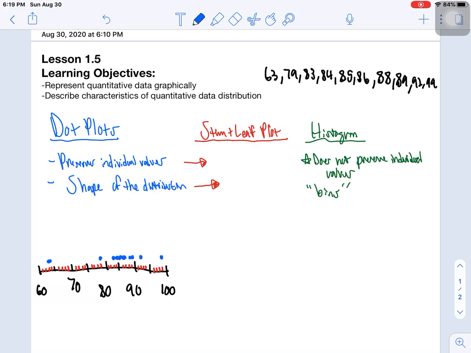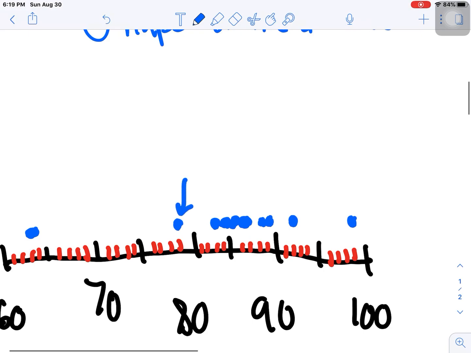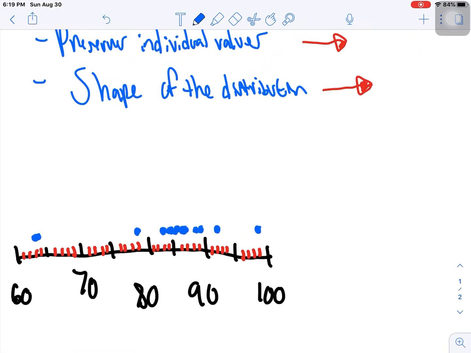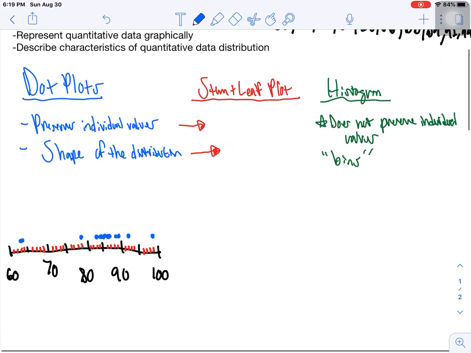So I do want to mention that none of these points repeated, actually. We had 10 different numbers. But if there was a repeat, for example, let's say there were 2 kids that got this value of 79, to show that, you would just stack the dots on top of each other. This shows you that 2 kids here got 79. But for the data that I gave you, there were no repeats.